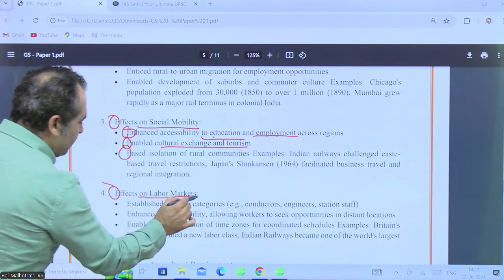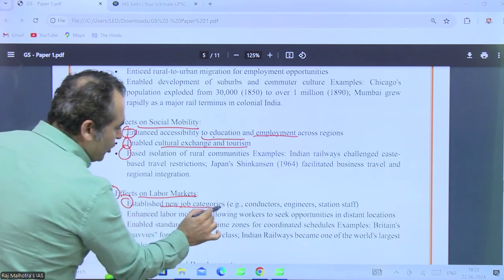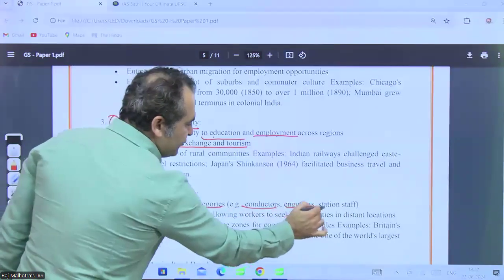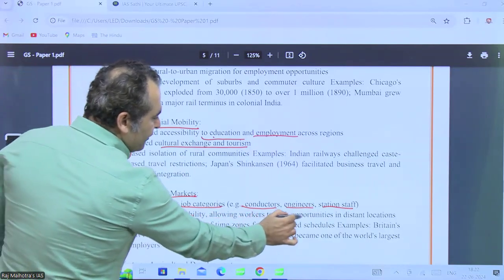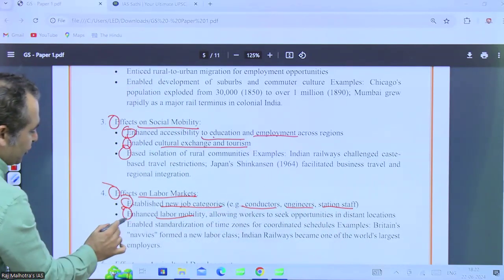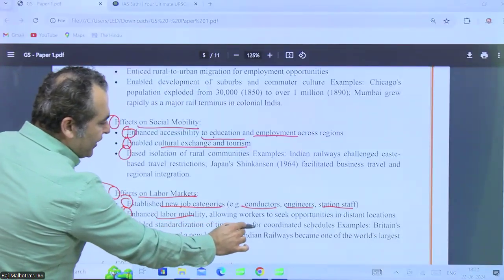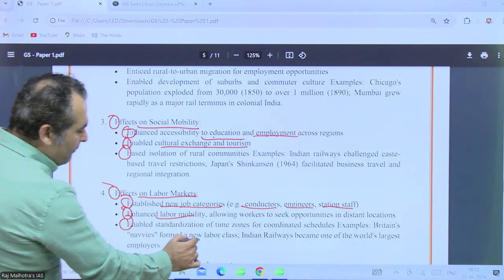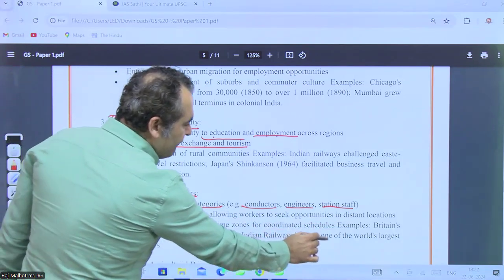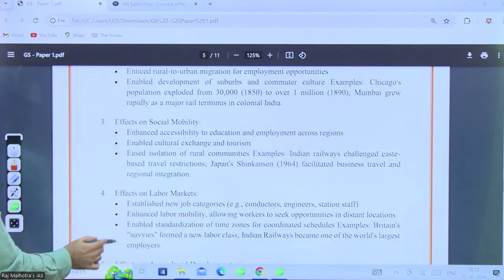Then effects on labor market: established new job categories. Example, conductors, engineers, station staff. Enhanced labor mobility, allowing workers to seek opportunities in distant locations, enabled standardization of time zones for coordinated schedules. Example, Britain's navvies formed a new labor class. Indian Railway became one of the world's largest employers.